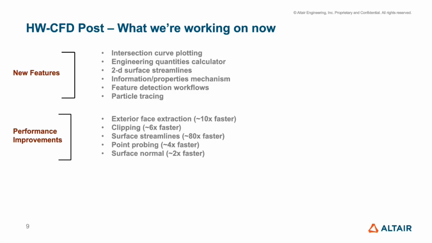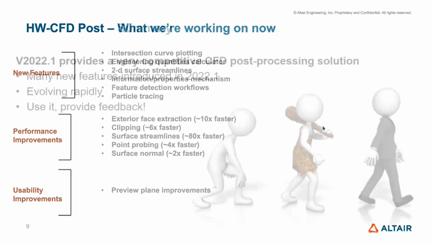We've done a lot of performance improvement that didn't quite make it into this past release, but it will be in the .2 release. So exterior face extraction, if you're interested in displaying a solid as opposed to displaying just the boundaries of the solid, we've got about a 10x speed up on that. Clipping is much faster, about 6x faster. Surface streamlines are about 80x faster. Point probing is faster. And then surface normal calculation is also significantly faster. And we're always working on usability improvements. So we've made a few improvements to preview planes and how we render them and display them and select them. So you'll see that coming in the next release as well.